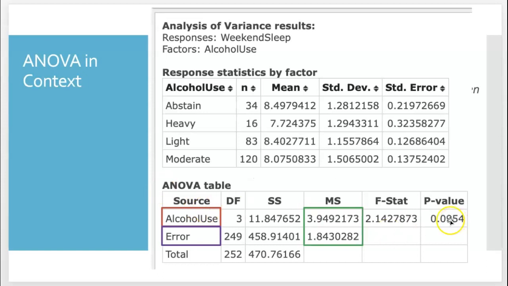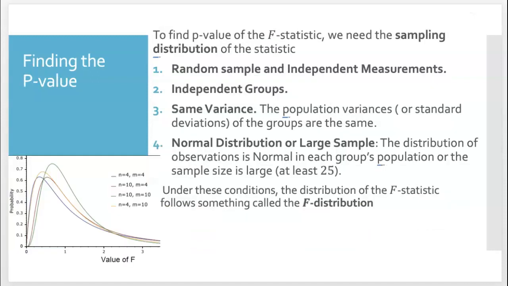Okay, so pretty much we've talked about how we get all these numbers in the ANOVA table, but now it's, well, how do they find that p-value? So usually there are some conditions that need to be met here. It just says this F statistic is random, and we need to find its sampling distribution like we did for sample means and sample proportions. So what we need first is a random sample and independent measurements. We need independent groups. We need to assume the same variance. Okay, the population variances or standard deviations of the groups are the same, right?